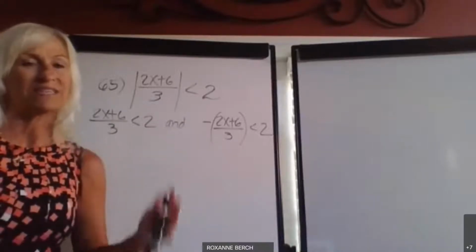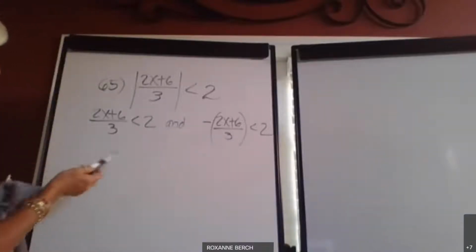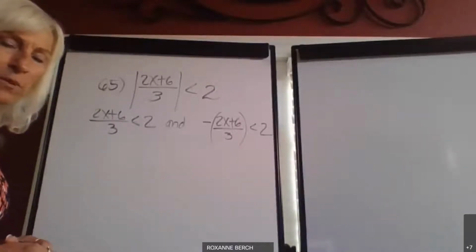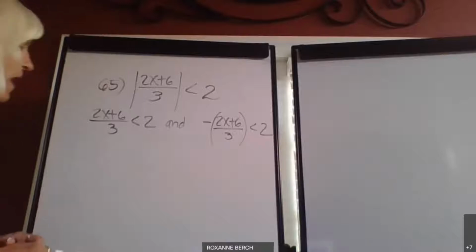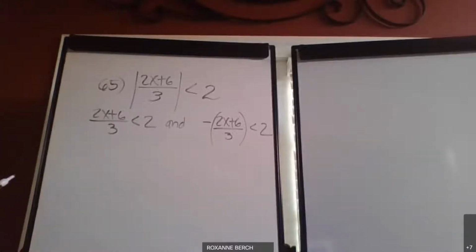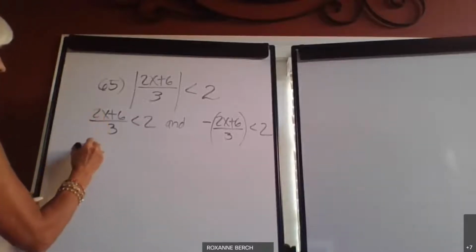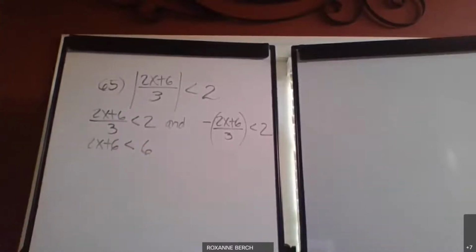It's a compound sentence. So what I'm going to do is I'm just going to get rid of this fraction immediately. So remember what we did before? We multiply by the common denominator. So I'm going to multiply both sides by 3, and I'm not going to show it. So multiply by 3 and multiply by 3. So just like before, we eliminated the fractions in one step.